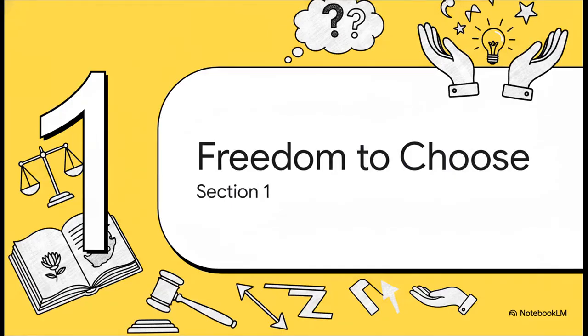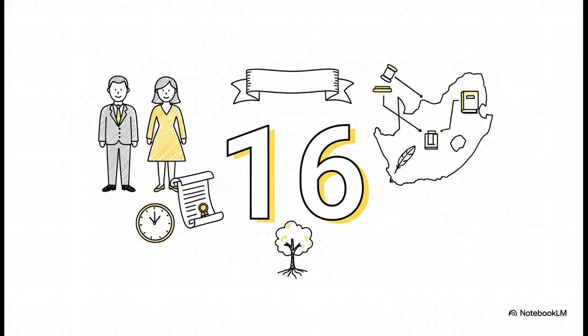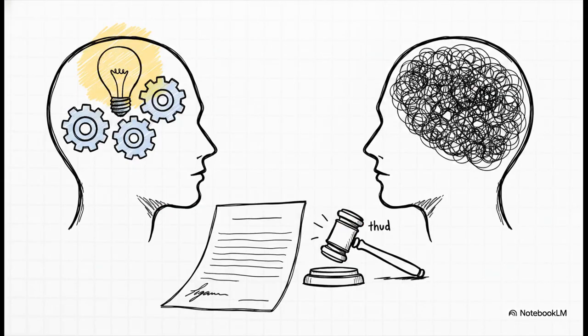Starting right off with Section 1, the freedom to choose. Under Section 4 of the Act, the very first requirement is actually super straightforward. It all comes down to age. If you want to draft a will, become a testator or testatrix in legal speak, you've got to be at least 16 years old. That is your baseline legal age to start planning an estate. But here's the catch. The absolute crucial point is mental capacity.